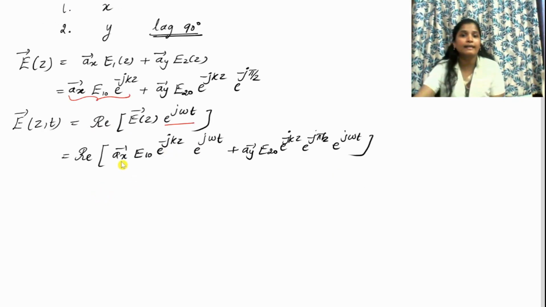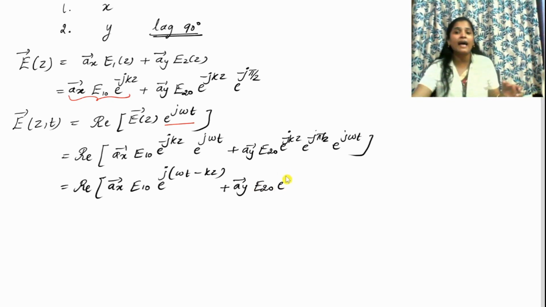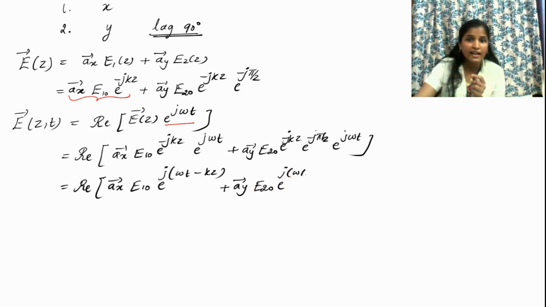Now let us combine the e power j terms together. Real of AX vector into E1 naught into e power, first you take the j outside and first write the positive term, that is omega t minus kz. The second term, AY vector E2 naught into, again here we take the j common and write the positive term first and then the negatives, that is omega t minus kz minus pi by 2.